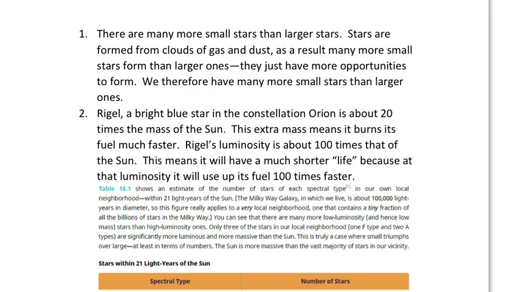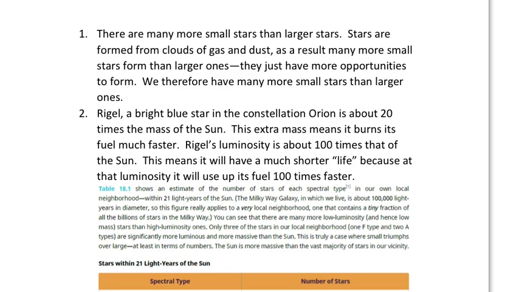Rigel, a star in the constellation Orion, sort of the opposite corner of Orion's body from Betelgeuse that we were just talking about, is about 20 times the mass of the sun. Rigel's luminosity is about 100 times that of the sun, and so it'll have a much shorter life.